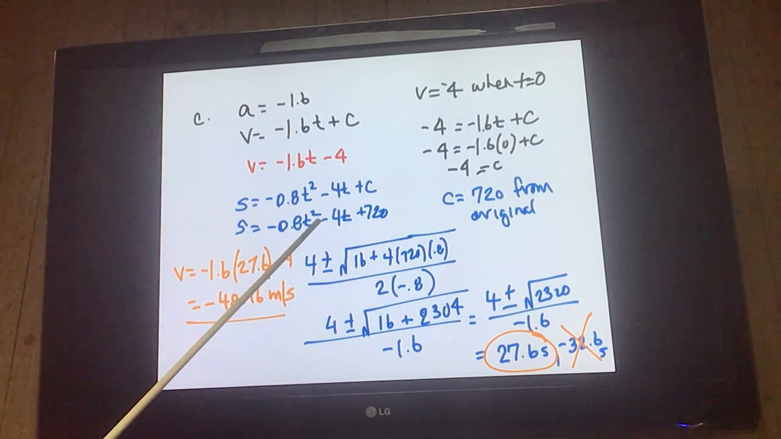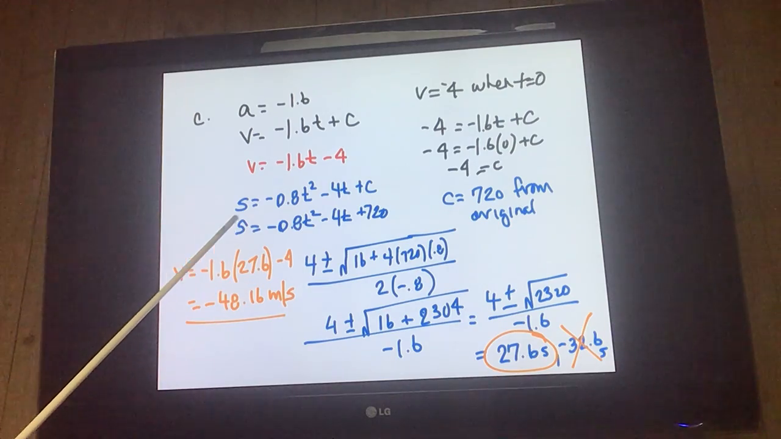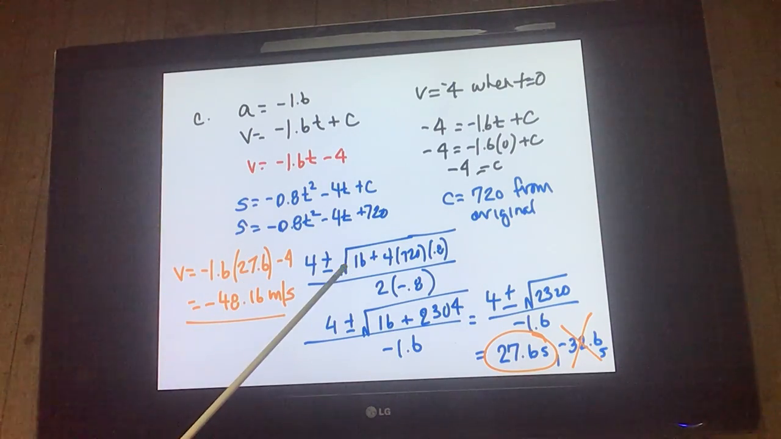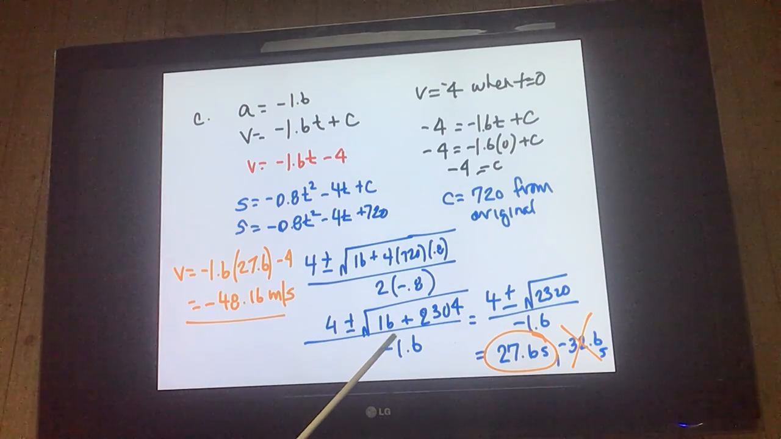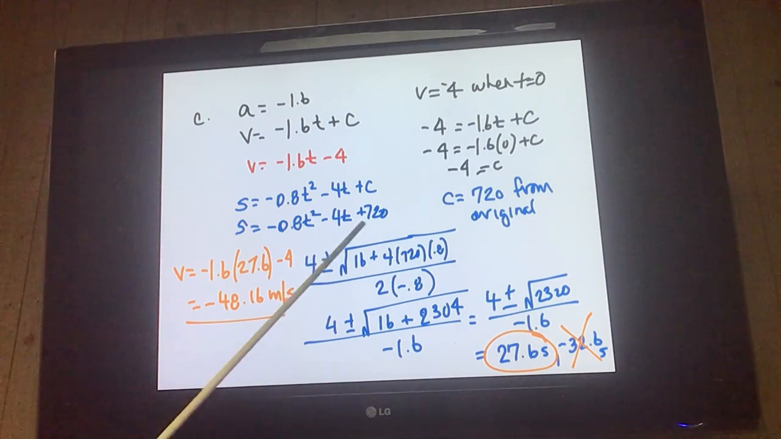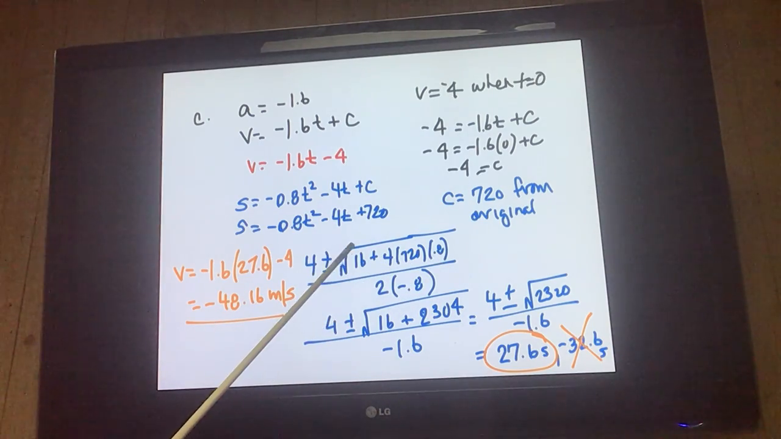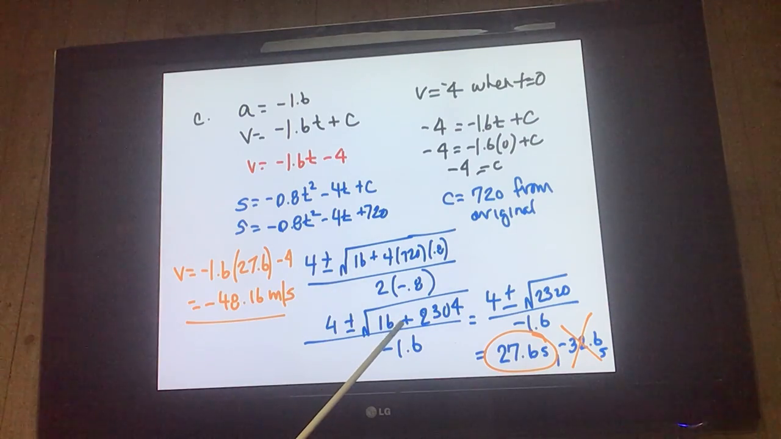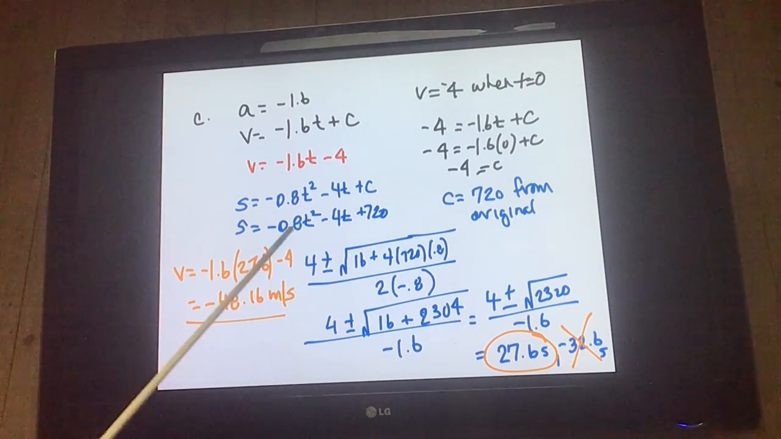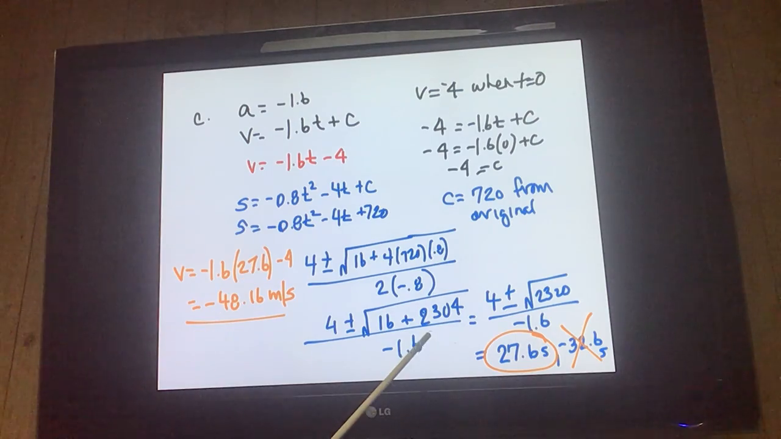So I'm going to take this equation and solve for t when I get s equals 0. So I use my quadratic equation. All right, going through the math, put 720 in for c, put negative 0.8 in for a, negative 4 for b, divided by negative 1.6, because 2 times a, I find out I get 27.6 seconds and negative 32.6 seconds. Well, I can't have negative 32 seconds, so that's not the answer. So my answer is 27.6 seconds, the amount of time it takes to hit the ground.